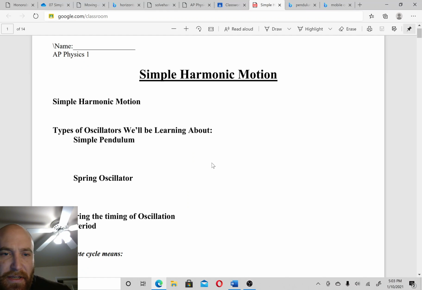Today we're going to start our next unit, simple harmonic motion. It has a lot to do with energy, although today's lesson won't, so that's why we're kind of doing it together with energy. Let's go.